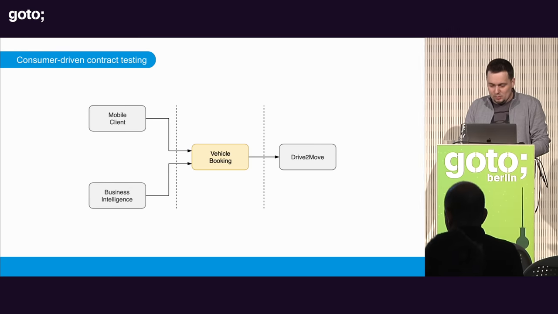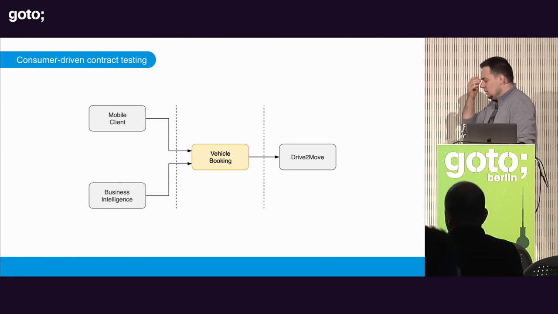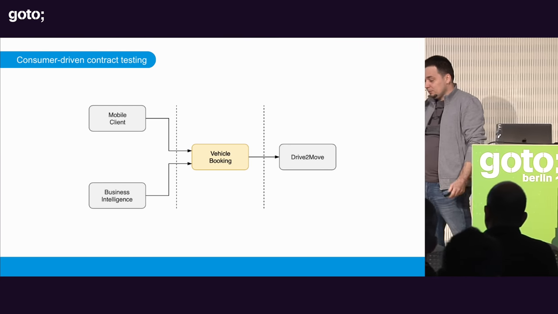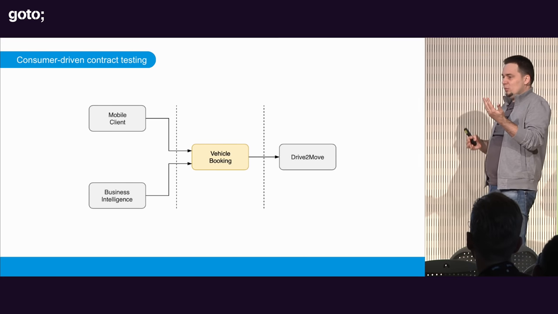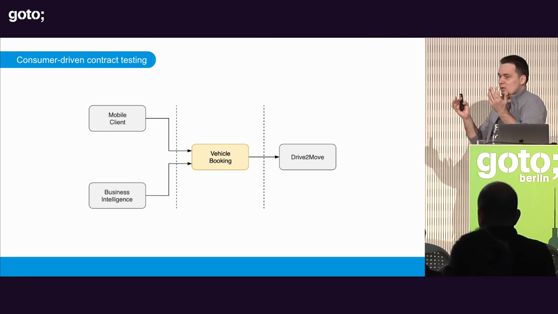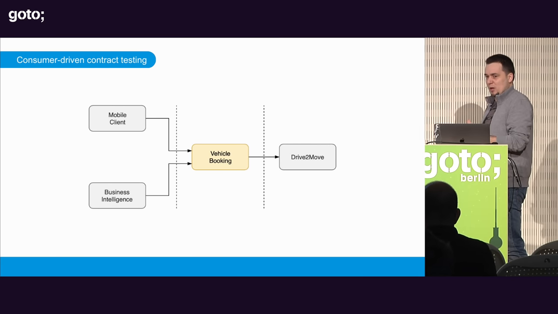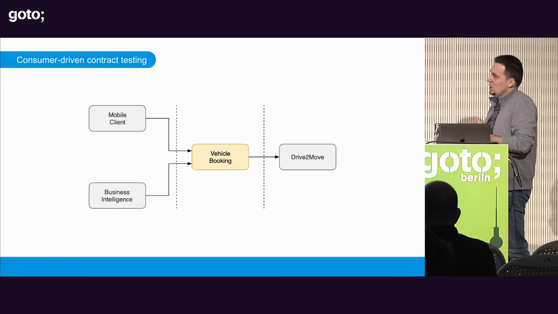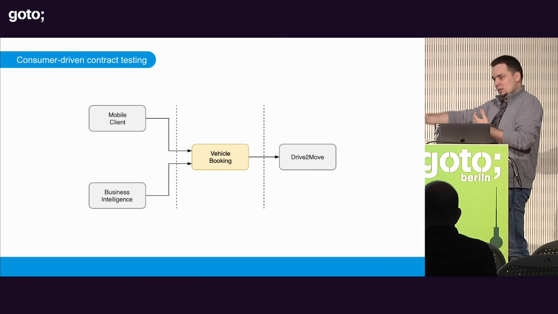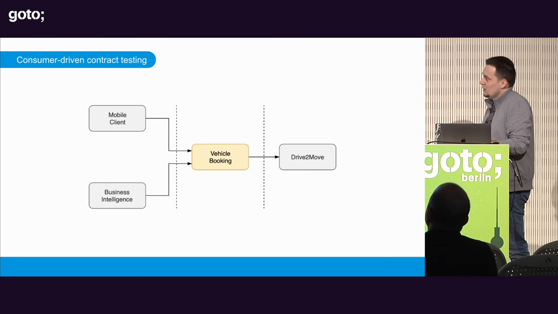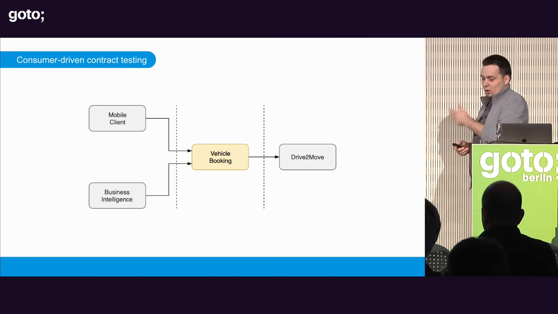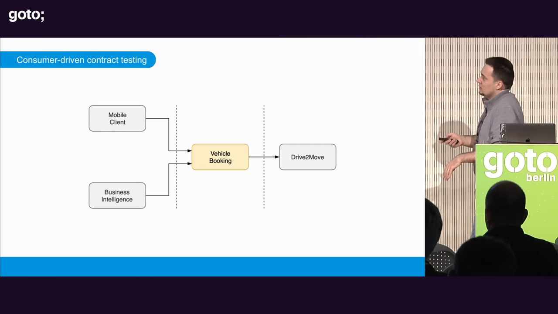Let's just go back to this picture and introduce some terminology first. A contract between two services or two entities basically describes how the requests look and what the expected formats of responses are. So it says, if I send you this request, I expect this kind of response. In our case, it will be simple JSON files.